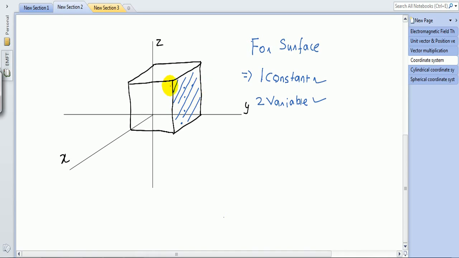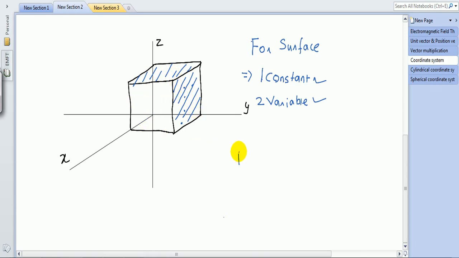Similarly, we can see some other surface also. Like if I talk about this surface, the upper part, so for this surface the value of z is constant and the value of x and y is varying, you can see.